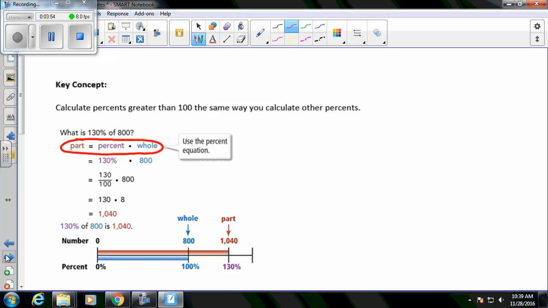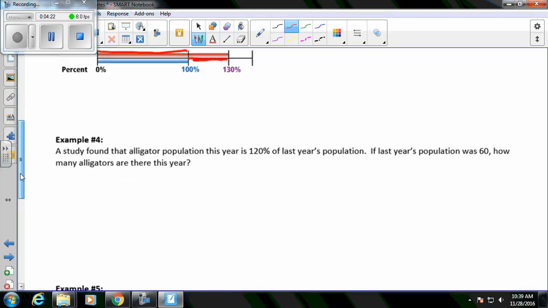Now, I did my math right here. Look at that. 100 goes into 800 8 times. 130 times 8 is 1,040. If you look at this visually, 800 is the whole, and you have an extra 30% of that. So you have 100%, and then you have an additional 30%, which took us to the part being 1,040. So let's look at our example.